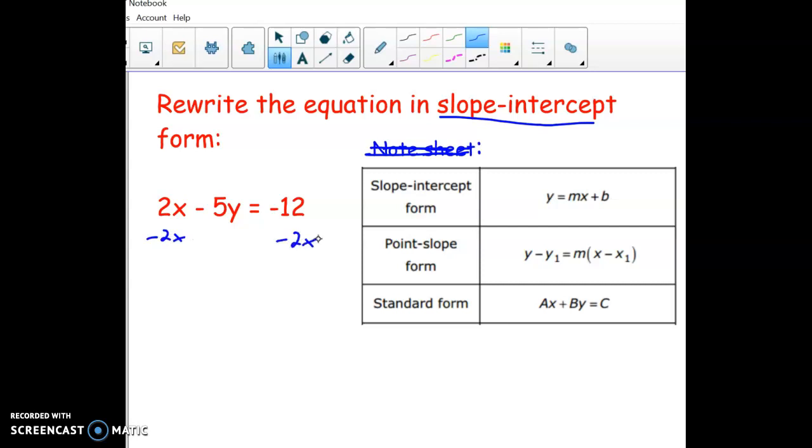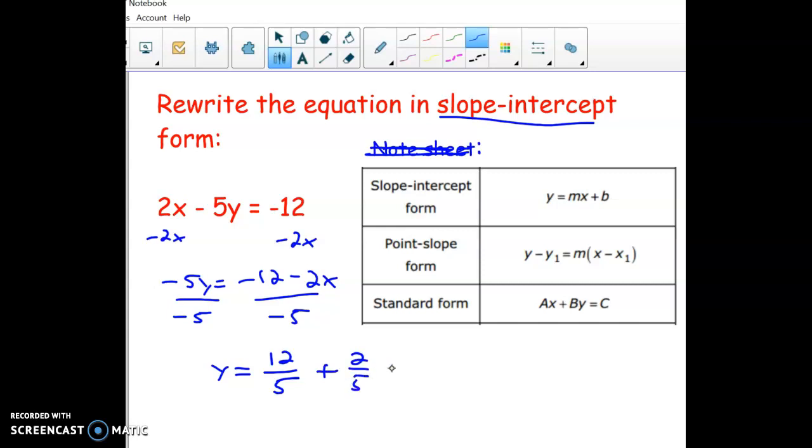So I'm going to minus 2x, so I get negative 5y equals negative 12 minus 2x, and then divide by negative 5. So we'll get y alone, and then these negatives will cancel out, so it'll be 12 fifths, or 2.4, plus 2 fifths x. Right? So that is the equation written in slope intercept.